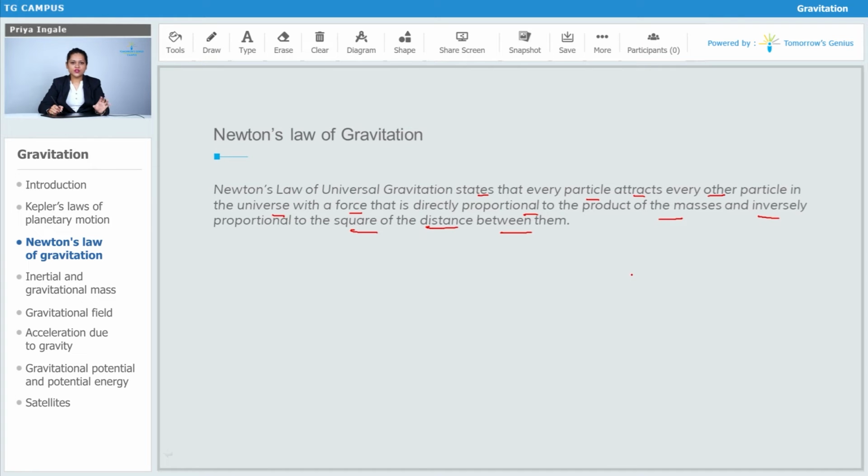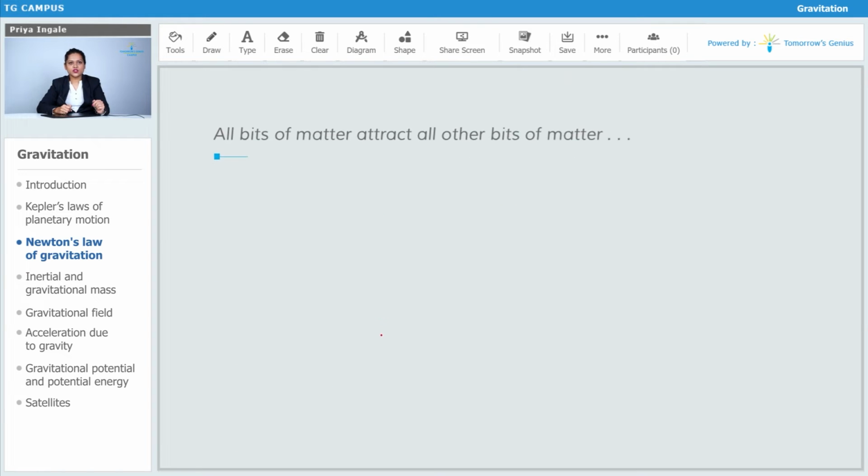That means this force is everywhere, but the value of this force has some dependency on some factors. So what are the factors? The factors are the masses of the objects and the distance between them. And how is the dependency? It is in direct variation with the product of masses, and it is in inverse variation with the distance between them. Now we all know the meaning of direct variation and inverse variation, right?